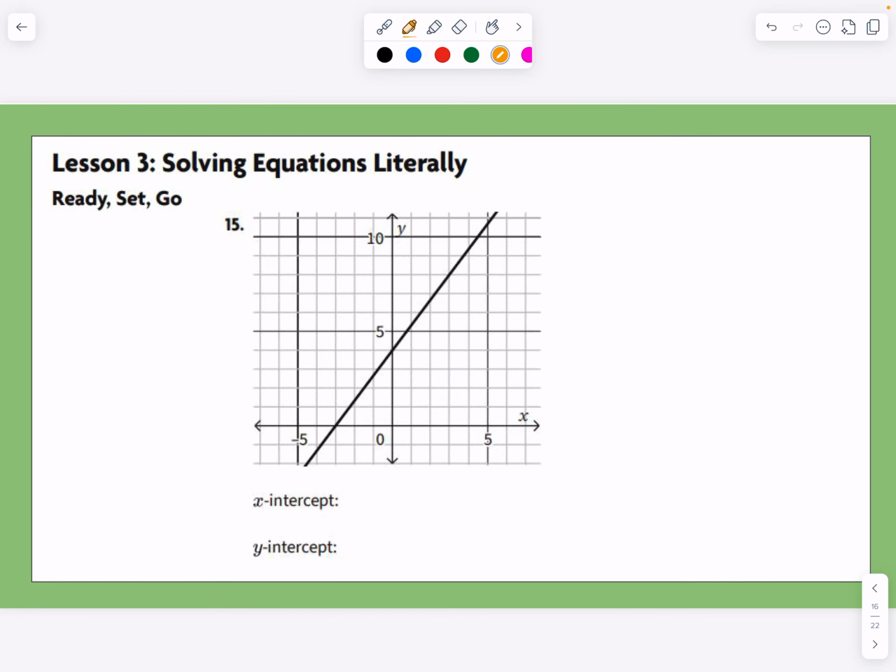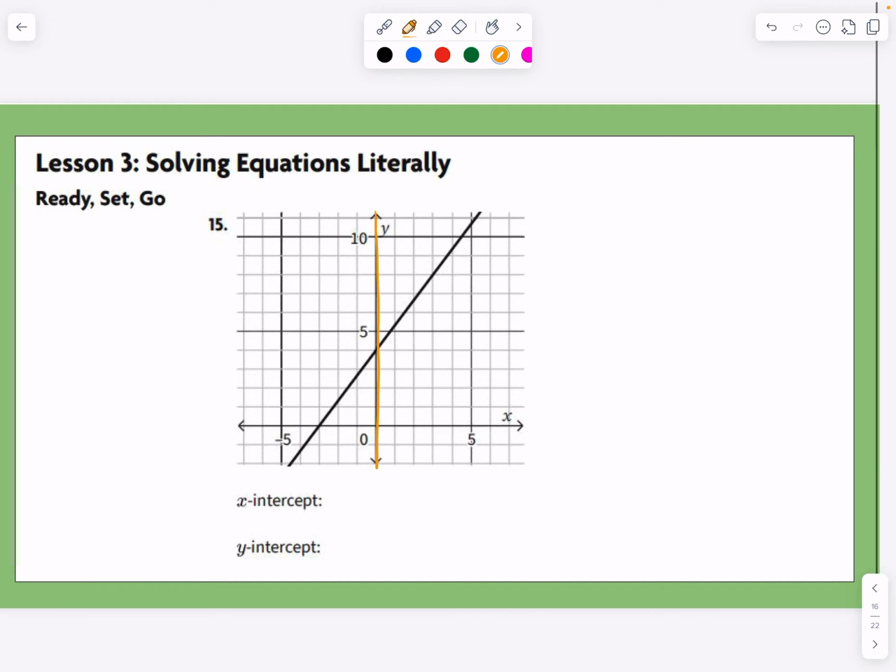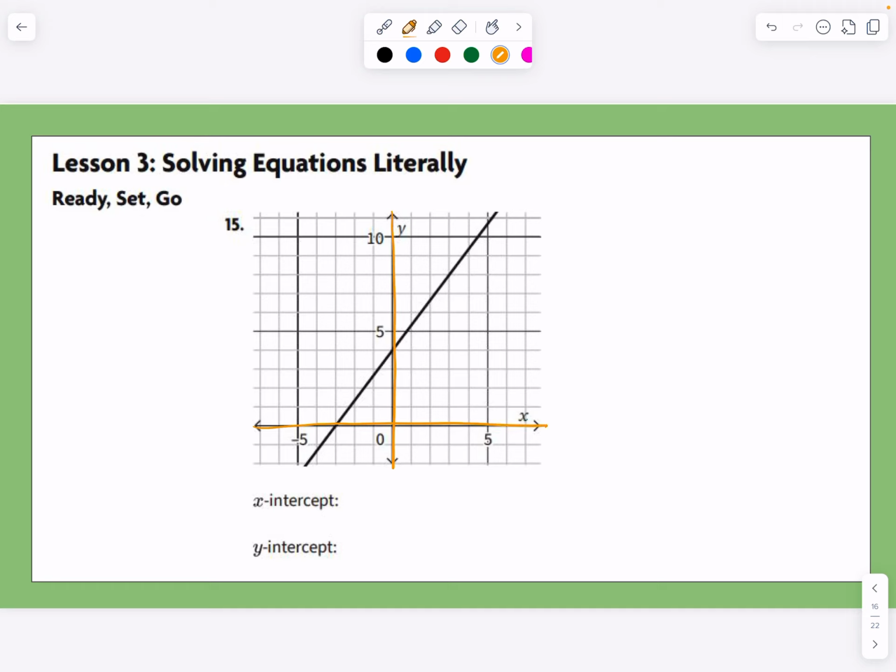Number 15, same idea, right? Here's our y, here's our x, and we can see that we have a point right there, and a point right there. So then label those as they should be. We have our y-intercept, and we have our x-intercept.